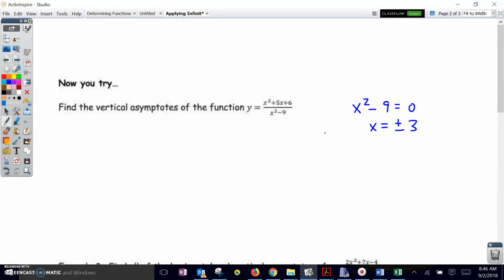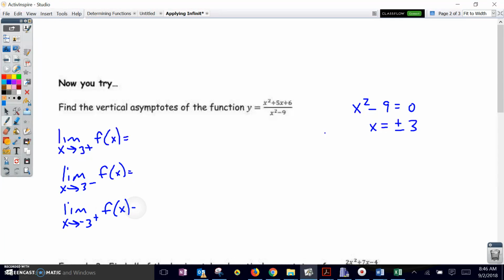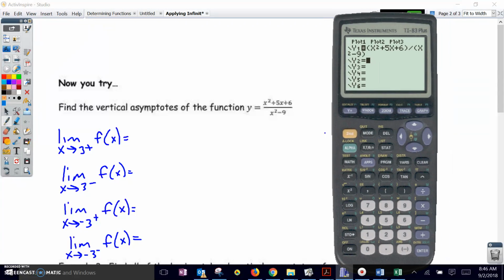So I'm going to find 4 limits here. The limit as x goes to 3 from the right. The limit as x goes to 3 from the left. The limit as x goes to negative 3 from the right. And the limit as x goes to negative 3 from the left. I'm going to go ahead and use my calculator to do all of those.